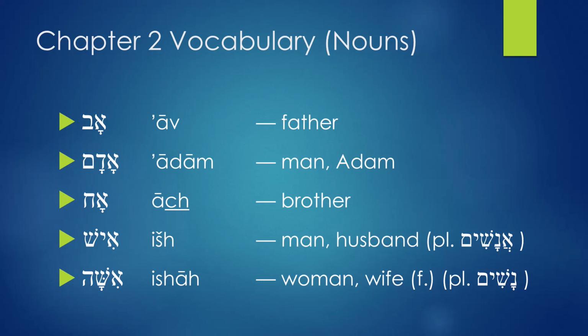Av means father. Our next word is Adam. Adam means man. Now, some words have 2 or 3 meanings. They can be used to mean man. In this case, Adam can mean man or it can mean Adam.